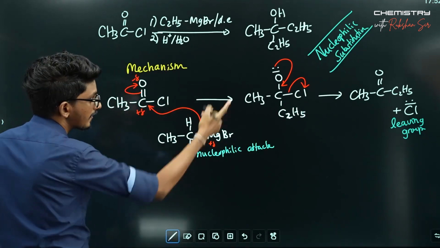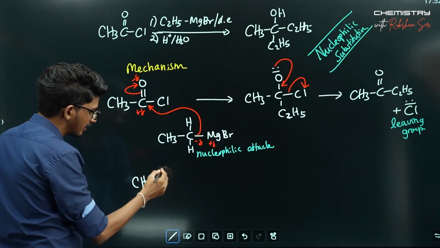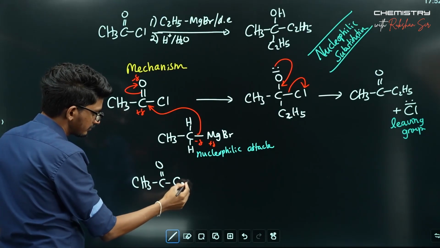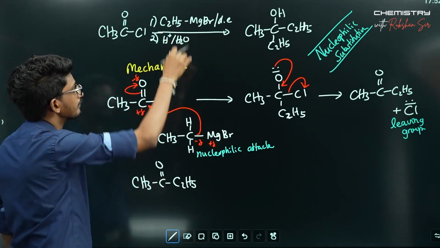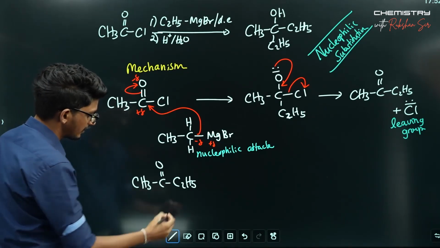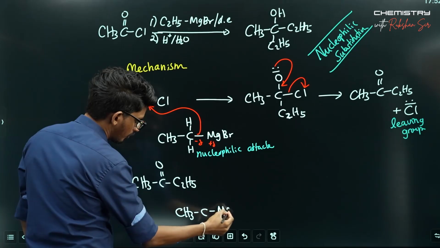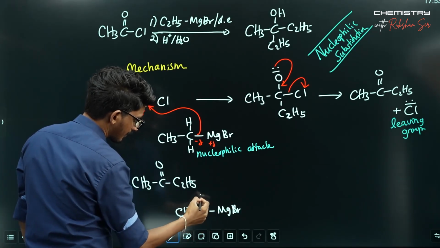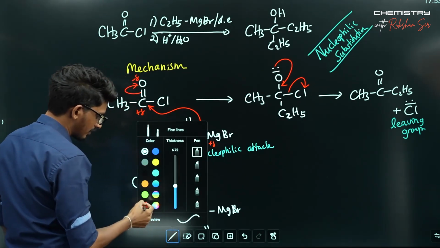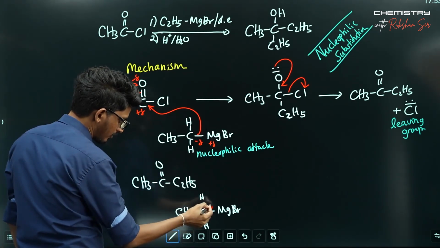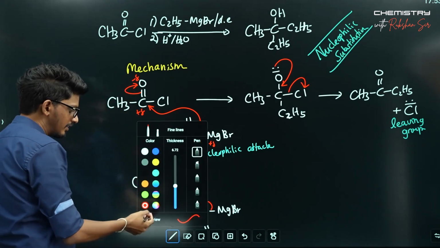After producing the ketone, that ketone will be further attacked by the excessively added magnesium bromide. The magnesium bromide will still be there in the solution, right? So it will attack the ketone. The same kind of electron transfer occurs, and the weakest bond will break.